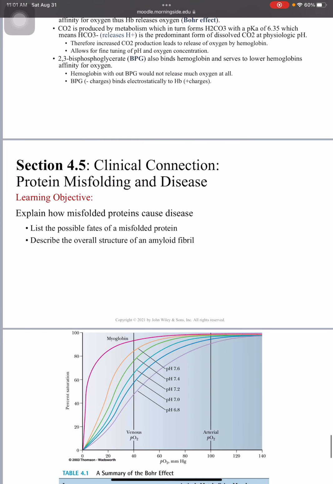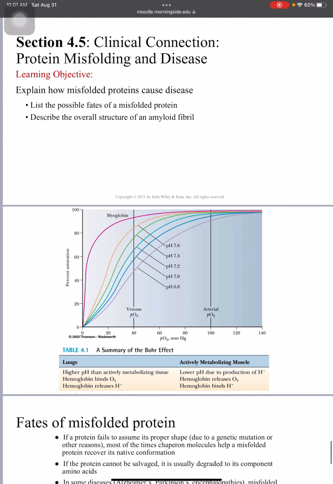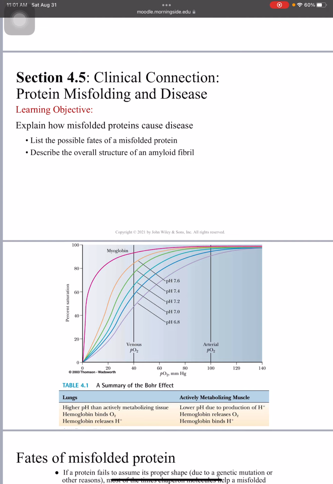All right, we're almost done here. By the way, this slide is out of place. This slide should have gone before the one above it, so sorry about that.